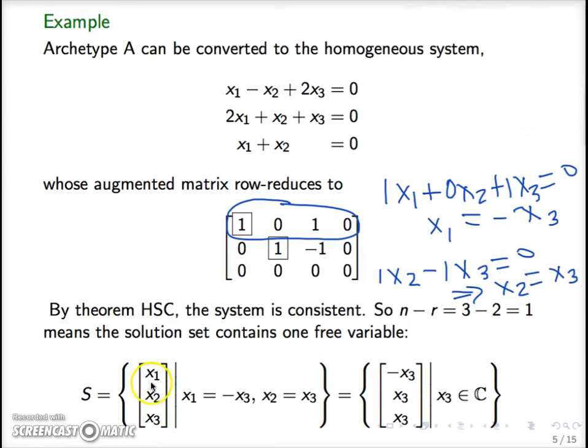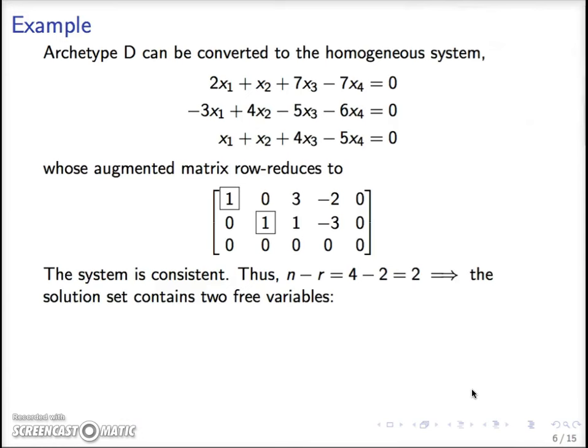So the vector x1, x2, and x3 can be written in a way such that x1 and x2 are expressed in terms of the free variable. x1 is negative x3, so that's the expression we have here first, and x2 is exactly equal to x3, which is what we have second. So here the solution set is represented in terms of the free variable, which in this case is x3.